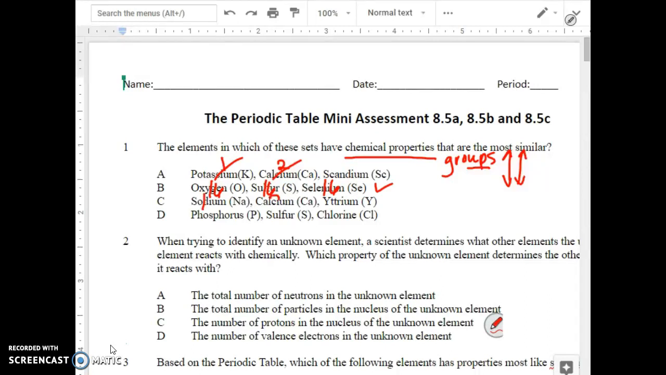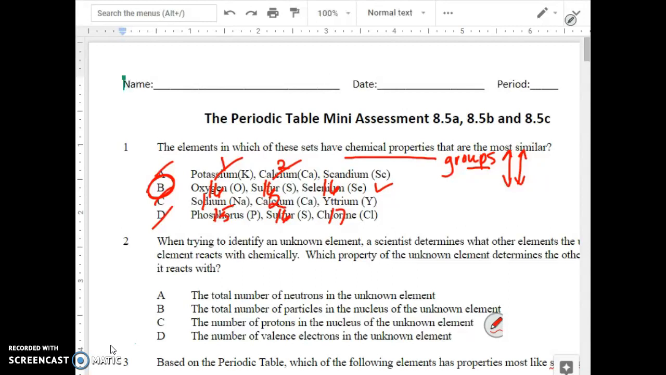Sodium is in group 1, calcium group 2, and so that one's out. Phosphorus is in group 15, sulfur is in group 16, and chlorine is in 17. So the correct one, similar properties, because groups are known as families, is going to be B.